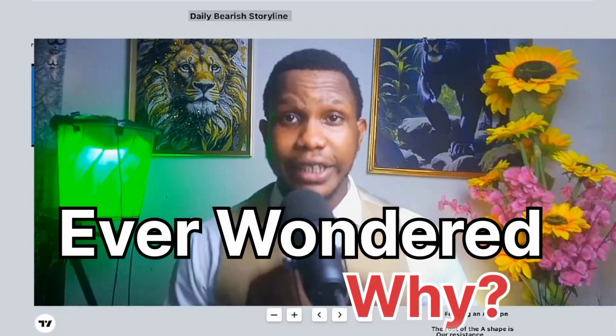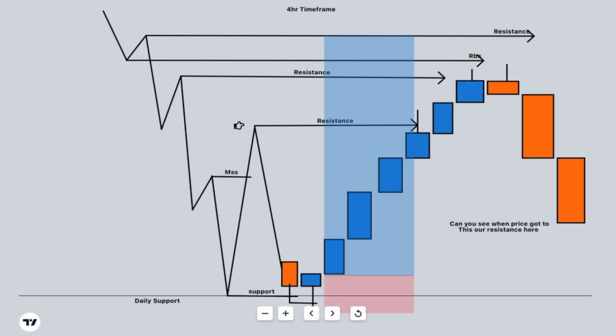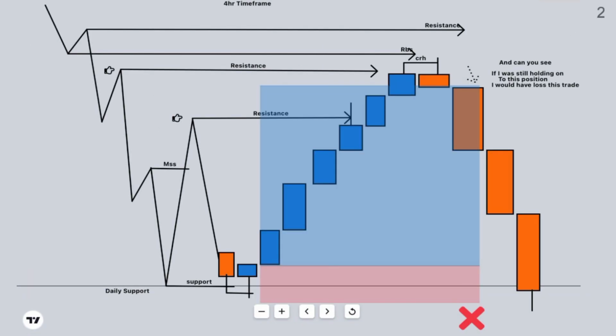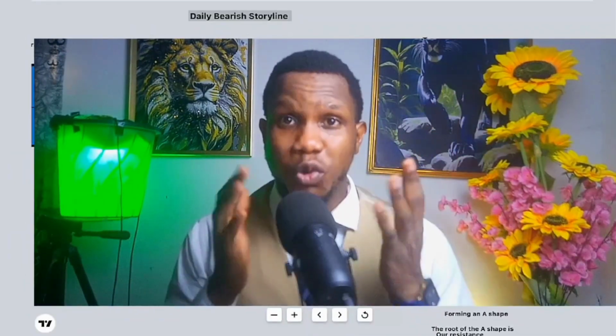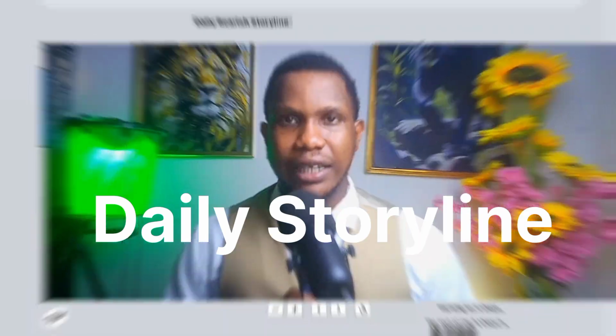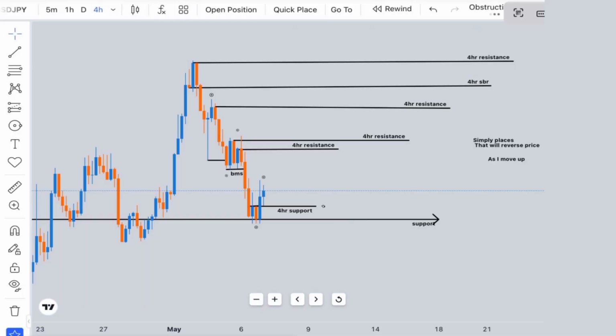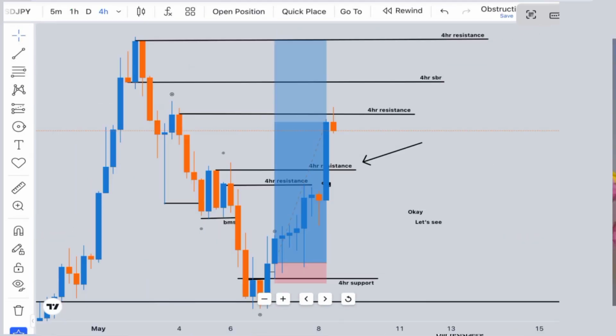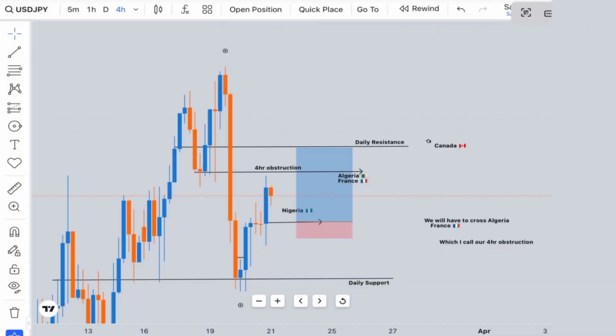Ever wondered why your MSNR setups look perfect yet always flip against you? It's not your bias, your stop loss, or your psychology. You don't know how to find your daily storyline. Today, I'll show you how to get your bullish and bearish storyline so you know which direction to trade. I'll also show you the MSNR filter that fixes it all.